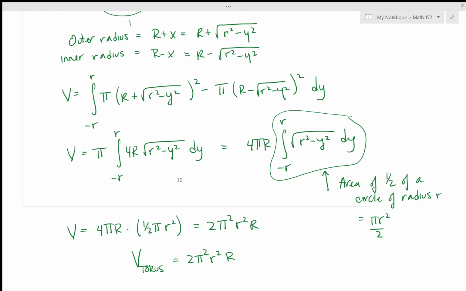Okay, that is all for finding volumes here via the washer method. We are soon to see another method of finding volume using a method of cylindrical shells.